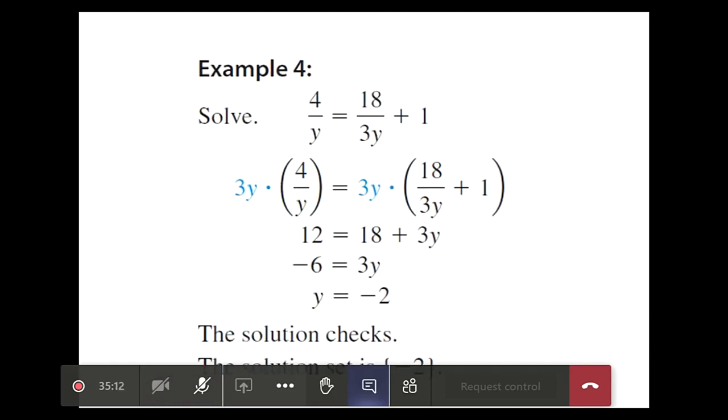Sometimes we have a fractional equation. What's the meaning of fractional equation? We have x and y in the denominators. We have a fraction on both sides or on one side. This is called a fractional equation.